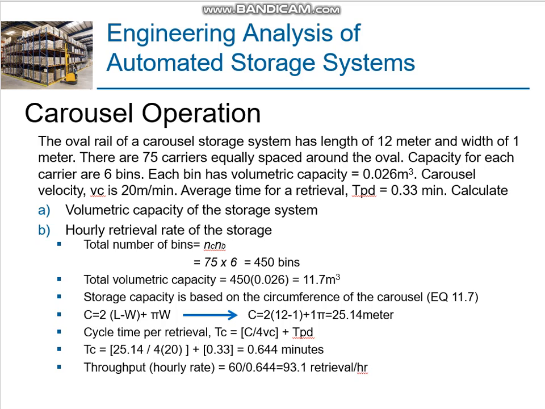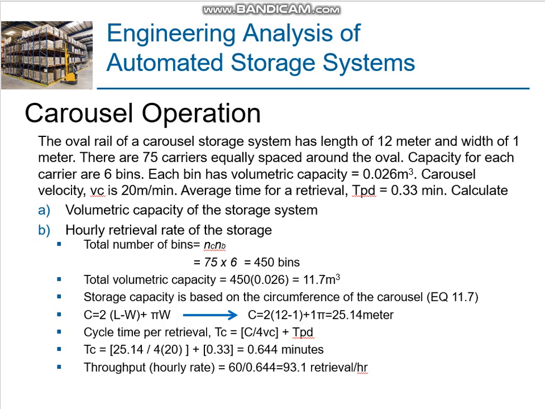Total capacity is based on the circumference of the carousel. So this is the equation that involves C, which is equal to 2 times (L minus W) plus pi W. So we can determine the storage capacity by replacing the unit with the respective values, and we get the answer of 25.14 meters.